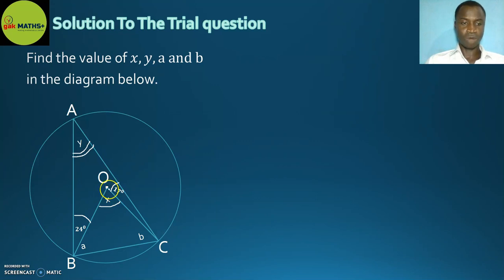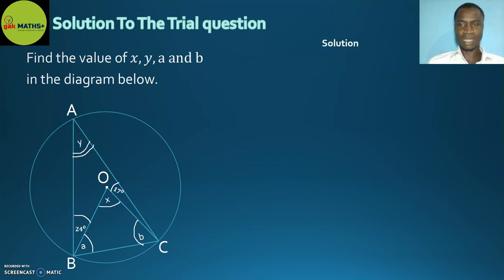Similarly, if you observe the diagram, you will note that OB is the radius of the circle, so also OC is the radius of the circle, and that makes our triangle OBC an isosceles triangle. And in an isosceles triangle, the angle formed at B, that is angle OBC, and angle OCB are equal. Great.